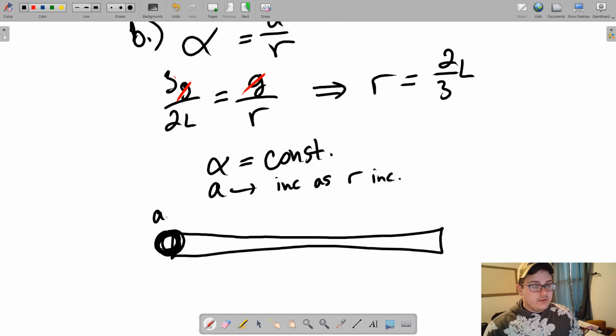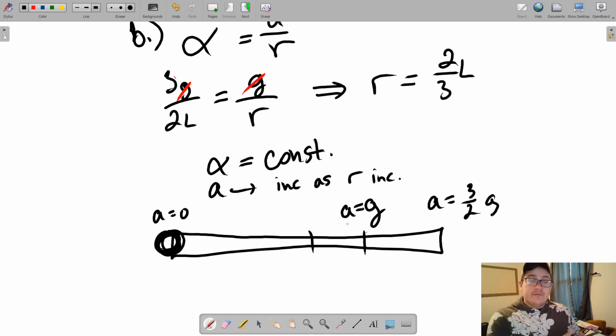And how do we see that? Well, here at the hinge, it was 0. All the way at the far end, it was 3/2 g. And then at the 2/3 point, so if we've got the half, here's about 2/3, the linear acceleration here is going to be equal to g. So the further out you go, the faster that point on the meter stick is going to accelerate. Now, there are a couple of cool experiments that show this. You can Google those and look for them on your own, but we're going to leave it here.